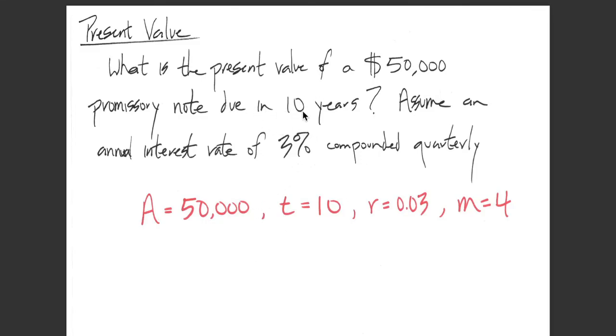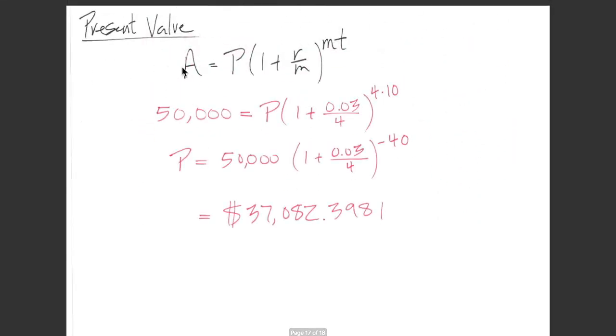What else do we know? We know the time period here is 10 years, the interest rate is 3%, and the compounding is quarterly, so the compounding frequency is 4 compounding periods per year. Same formula, plug in what we know. Now we're going to be trying to solve for P, right? So the principal in a present value problem is really the present value. And so I'm just doing that here.